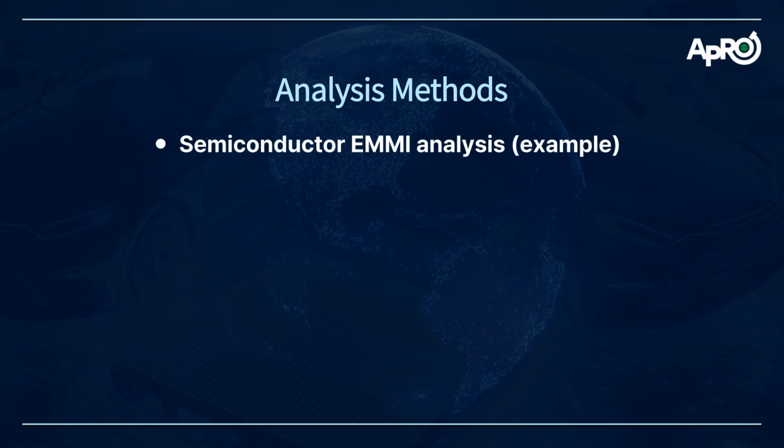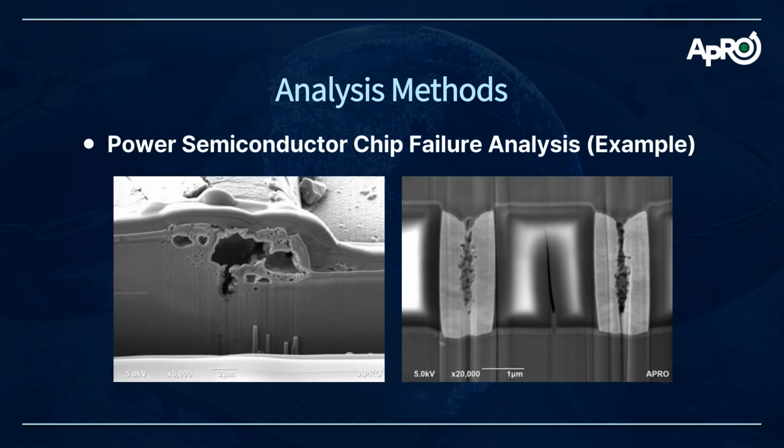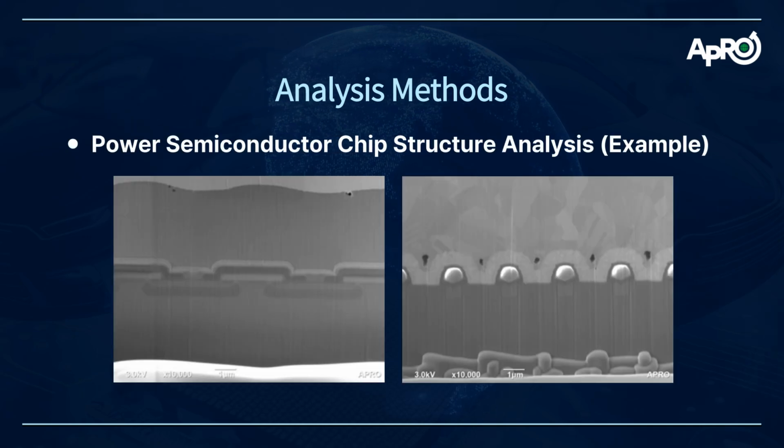Next, we will show you some relevant examples. First, here is an example of semiconductor EMMI analysis. Next is an example of power semiconductor chip defect analysis. Finally, here is an example of power semiconductor chip structural analysis. That concludes our overview of semiconductor failure analysis.